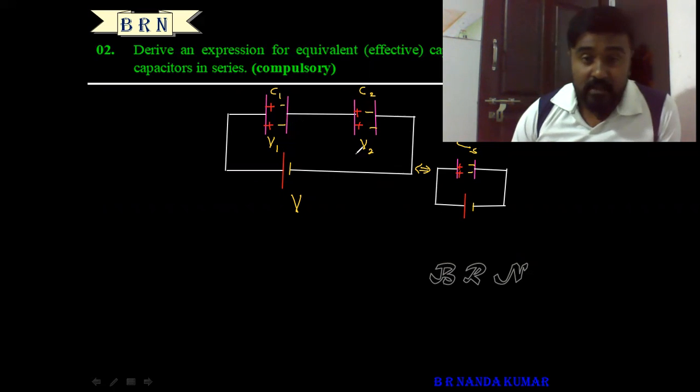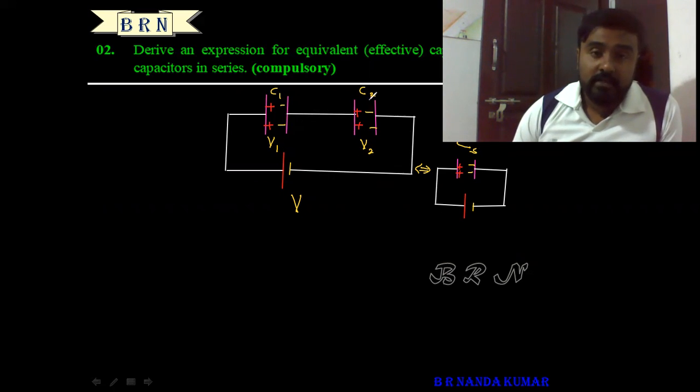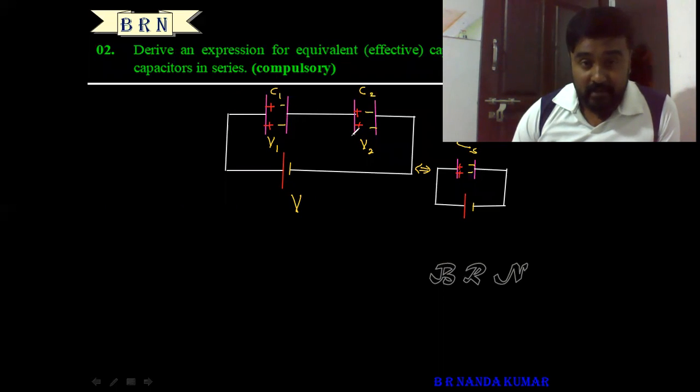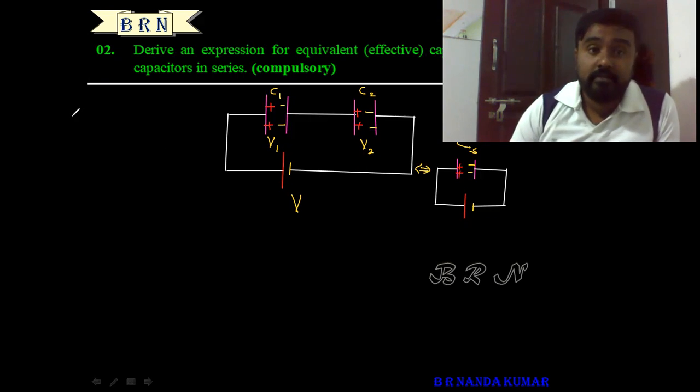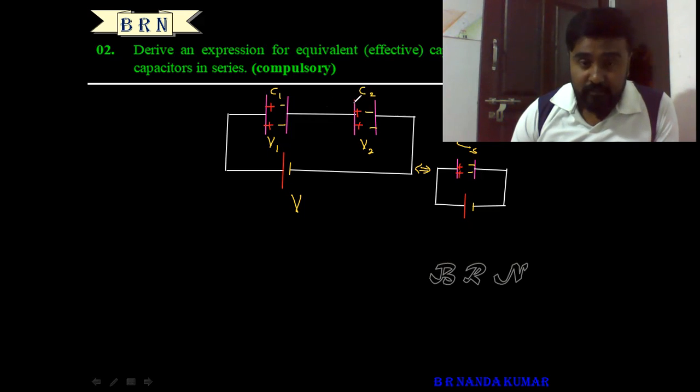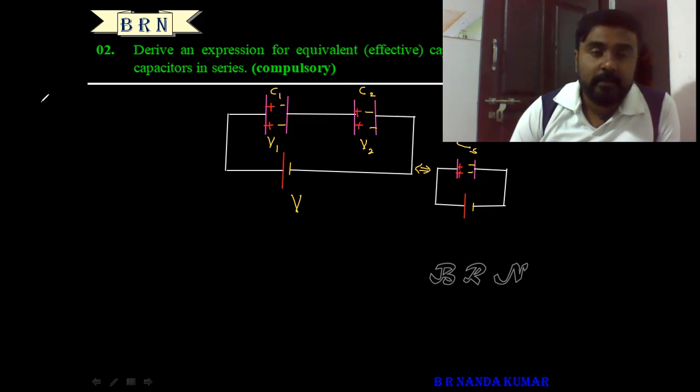If the capacitors are connected in series, the charge on each capacitor is the same. The potential difference across each capacitor is different. The net potential difference across the combination is equal to the sum of potential differences across the individual capacitors. So what is the meaning of equivalent capacity? That is the capacity of a single capacitor which produces the same effect as the combination.